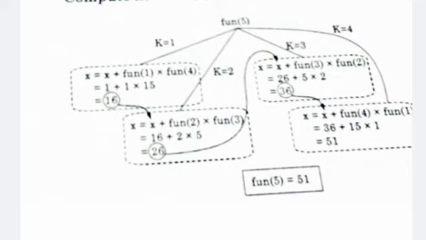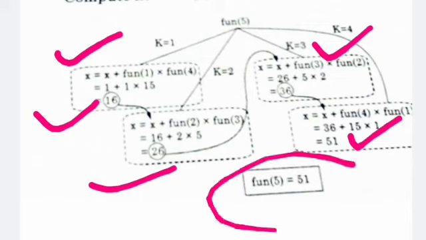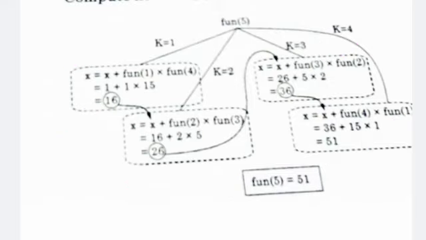So when we put the values in the equation x equal to x plus f(k) times f(n minus k), we get k1 is equal to 16, k2 equal to 26, k3 equal to 36 and k4 equal to 51, which is your answer for f(5). So f(5) is equal to 51.